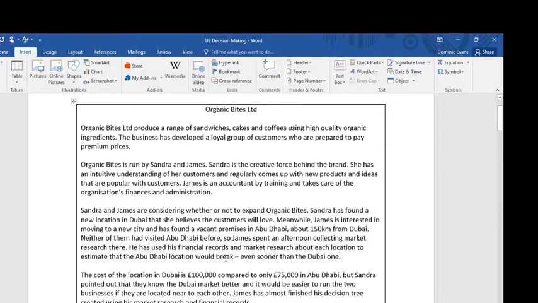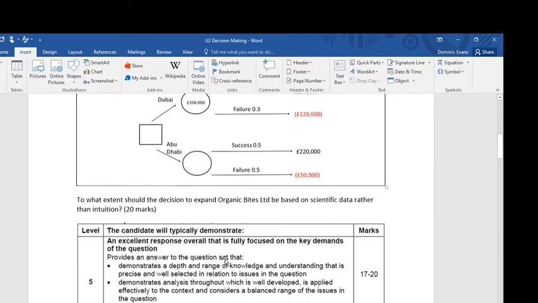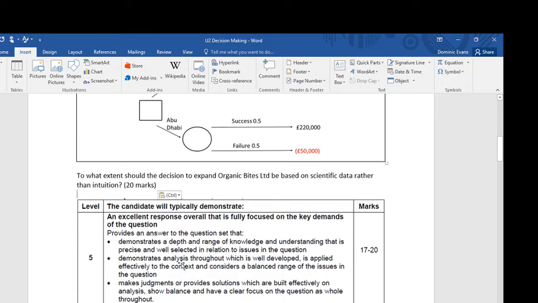This video is intended to help you revise a little bit about some content in Unit 2 regarding scientific versus intuitive decision making, and just have a look at using the case study to help build your answer. So this is the descriptor of a level 5 answer. 20 out of 20 is what we're aiming for in these questions that are out of 20, obviously.